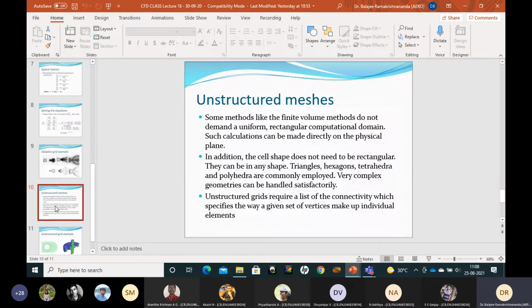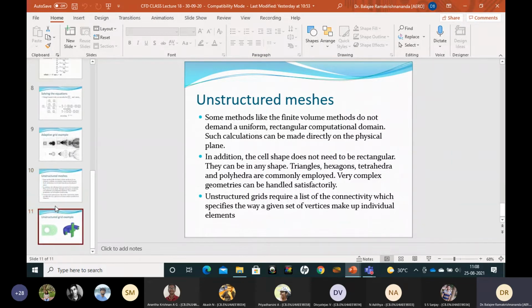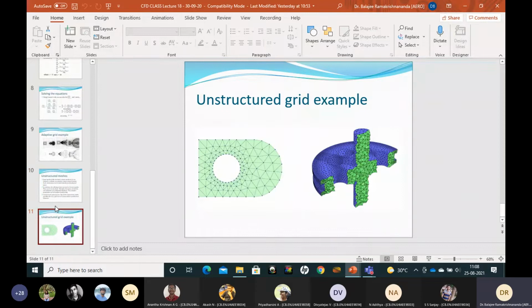Then followed by unstructured meshes, with some very basic rudimentary ideas of unstructured meshes, with some examples of how the unstructured grid or mesh will look like in 2D and 3D.